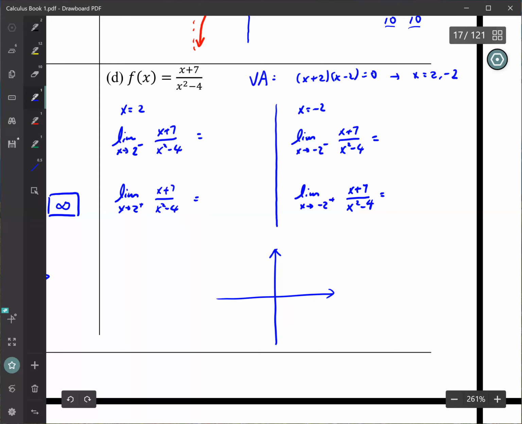I will draw the asymptote for you. So 1 is at 2. 1 is at -2.